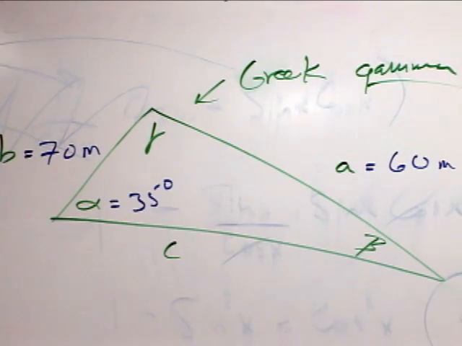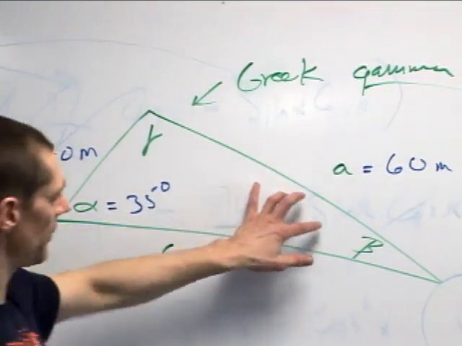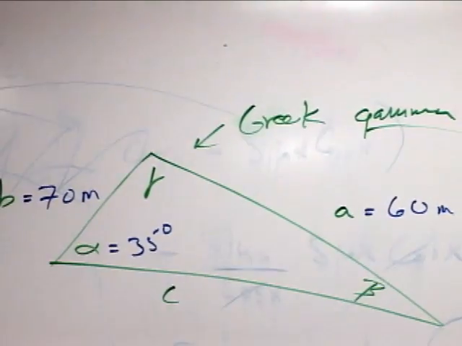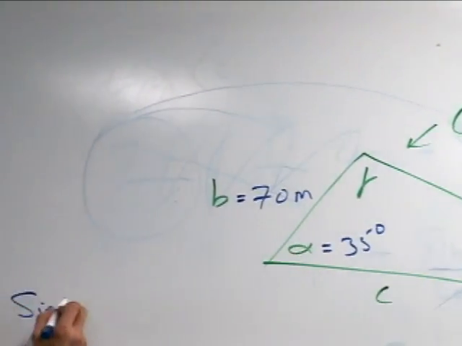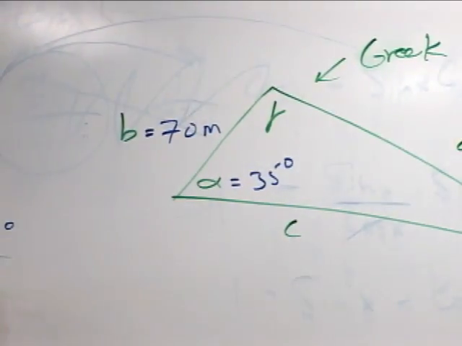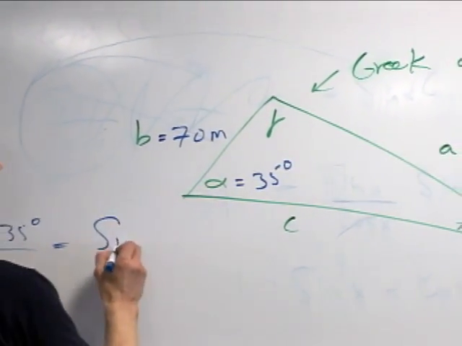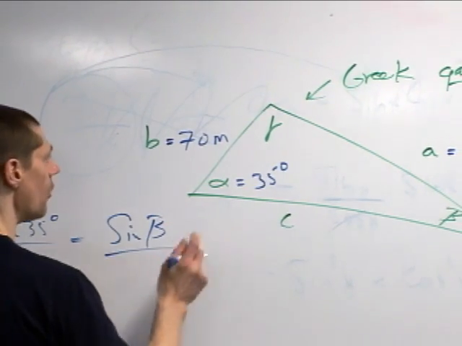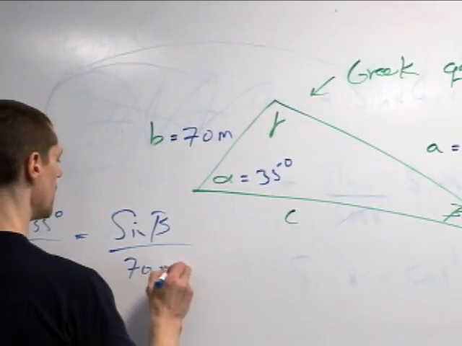Well, let's figure out some things, right? Let's figure out some other angles. We know from the law of sines that the sine of alpha, or the sine of 35 degrees, over side A, which is 60 meters, must equal the sine of beta over 70 meters.